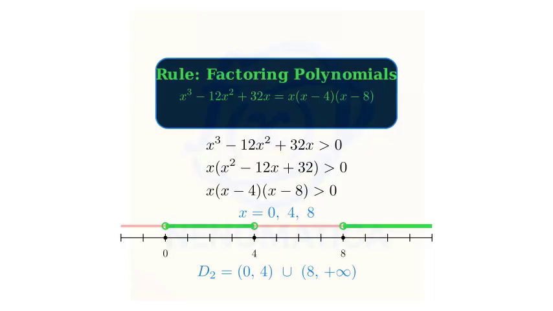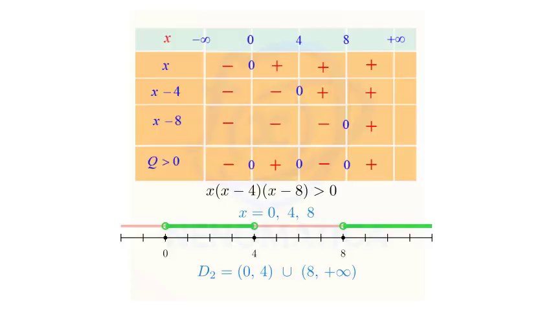Step 2. Solve the second inequality. We'll use the same factoring approach. Start from x cubed minus 12x squared plus 32x greater than 0. Factor out x. Then factor the quadratic to x minus 4 times x minus 8. The critical points are 0, 4, and 8.